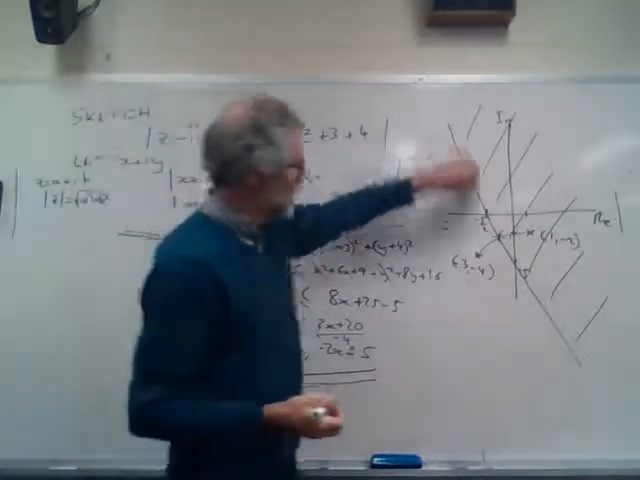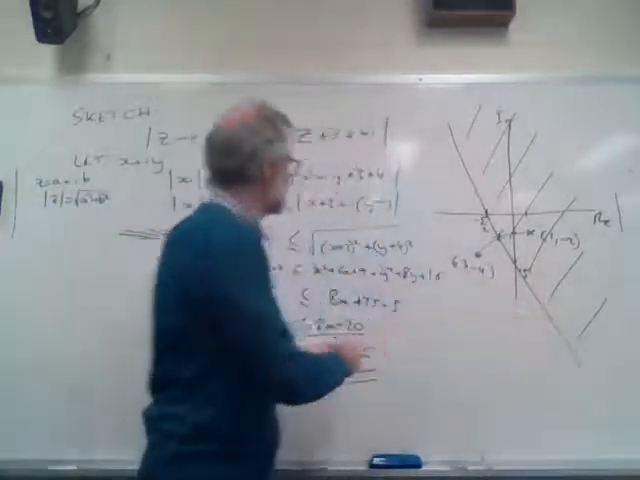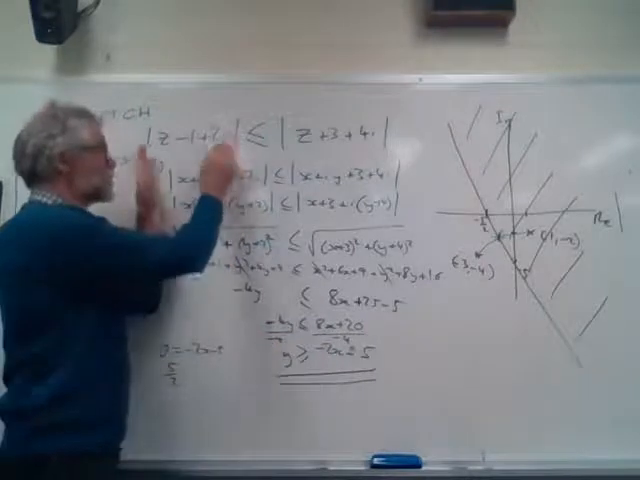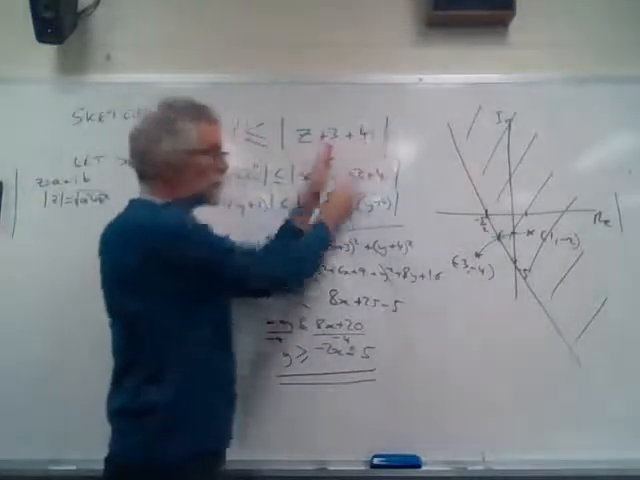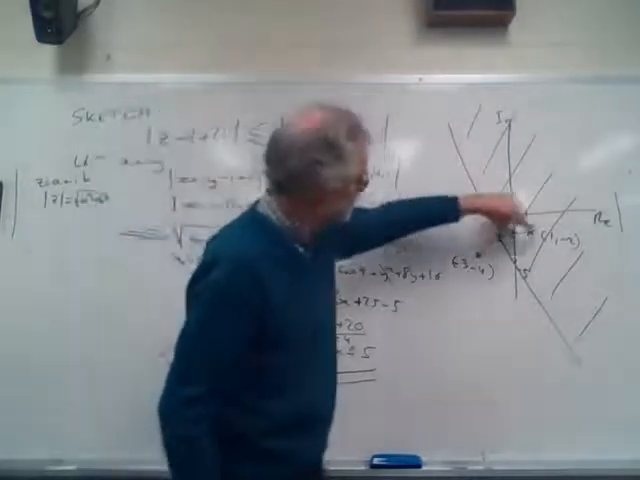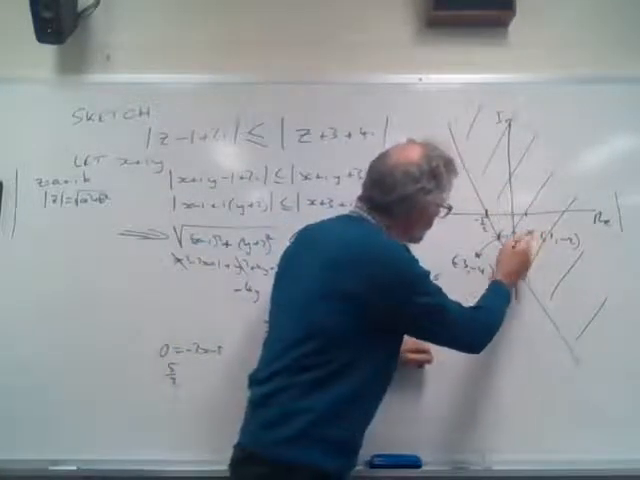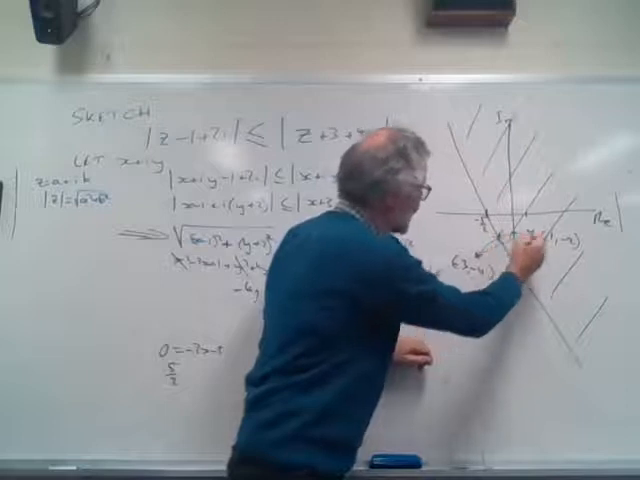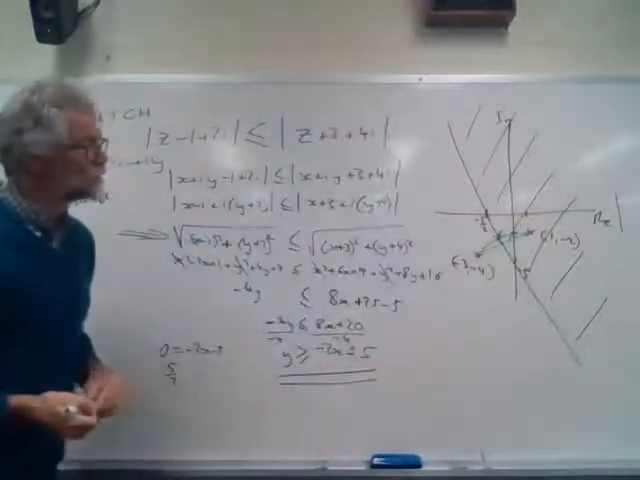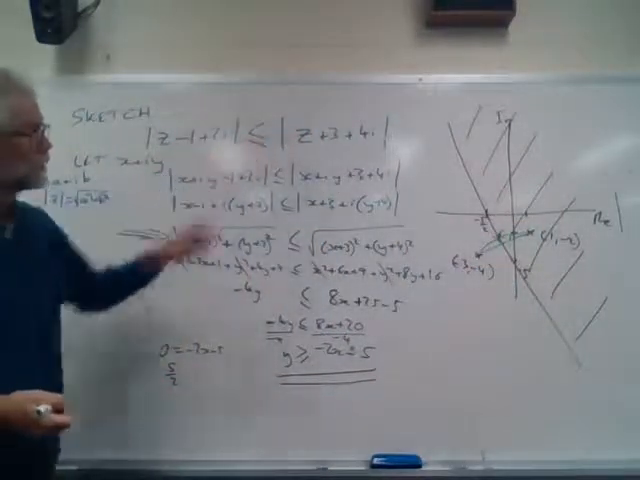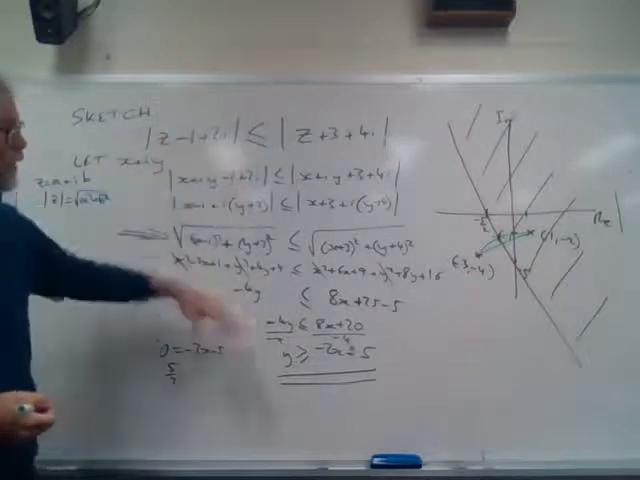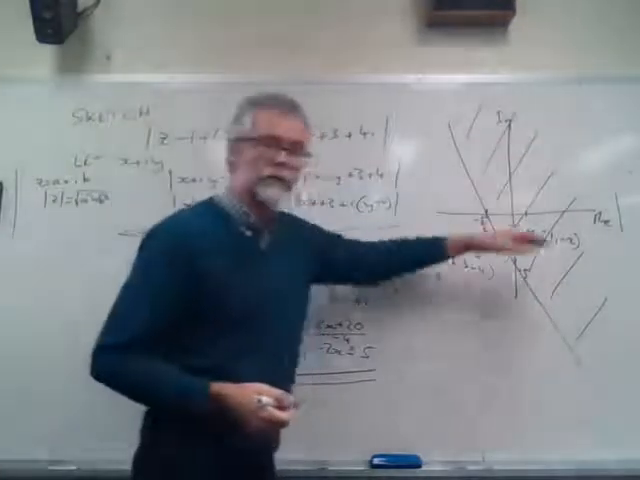So this line represents all the points where the distance from the center of that circle is the same as the distance from the center of that circle. It's the line that's halfway between these two, so that if you did a straight line between them, that would be exactly halfway between those two points. And that's what you're sketching when you do that. And then the bigger than or equal to is just telling you you're either above or below that line.